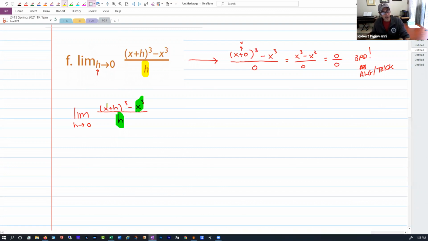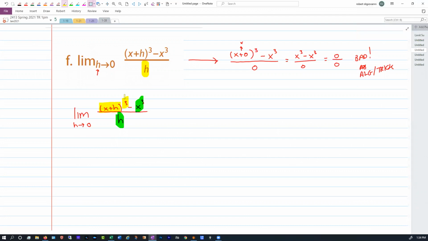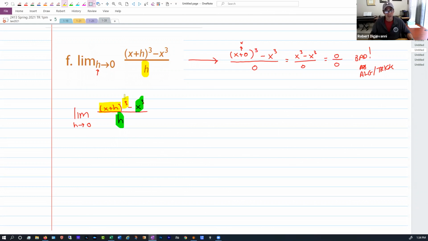But x plus h cubed really means x plus h times x plus h times x plus h, doesn't it? So why don't we just do that? Maybe it'll get us to the finish line, right? On the side here, I'm going to do x plus h times x plus h times x plus h. I'm just going to do it, all right? Because we have to do something.